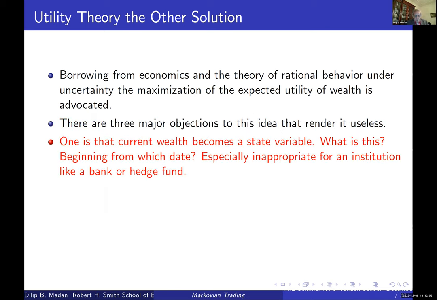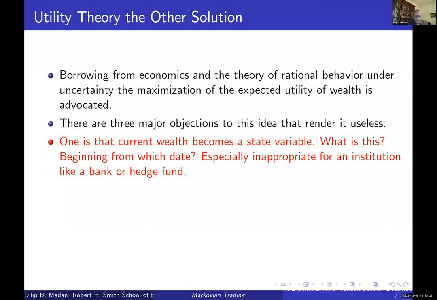One objection is that it makes the current wealth become a state variable. And this is a funny thing, because what is this current wealth? And from what date do you want me to compute it? You go to a major financial institution like a hedge fund or a bank, and you're telling me that you can't give advice on financial investment in stocks until you figure out how many trillion dollars the place is worth. So, you know, it seems a silly thing to be concerned about.